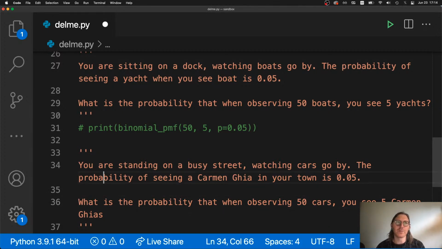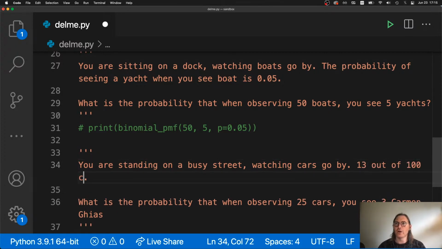After I set up this story, maybe I change these numbers. Maybe it's 0.13, and instead of 50 cars, it's 25 cars, and you see 3 Carmen Gias. Maybe I even make this a little trickier and say, instead of the probability of seeing a Carmen Gia, 13 out of 100 cars in your town are Carmen Gias. What is the probability that when observing 25 cars you see 3 Carmen Gias?